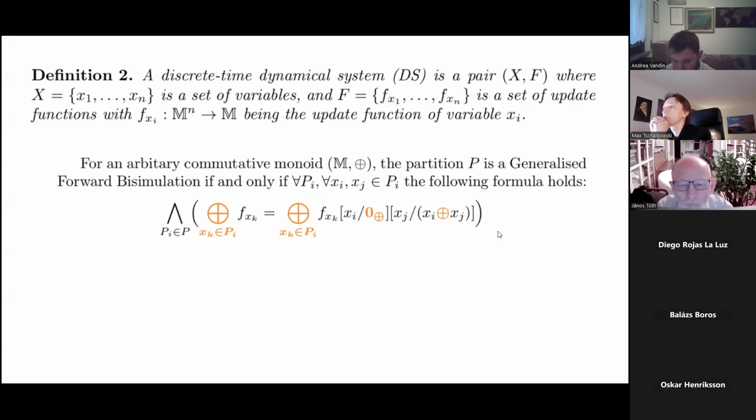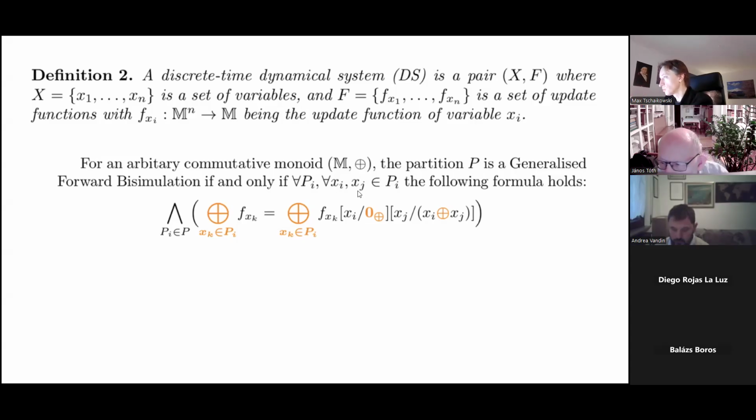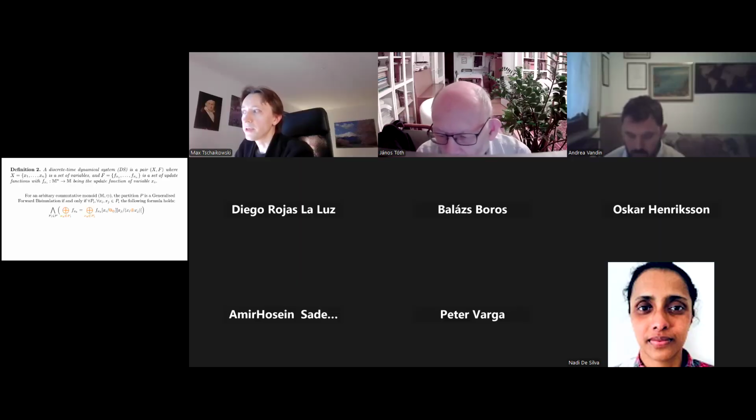So we pick a dynamical system that takes n elements over the monoid M and maps them to a new value in the monoid M. And this is the type set of families of dynamical systems over monoids. And now we call a partition P of the variables forward by simulation if it satisfies this condition here, which is essentially what we have seen before. And that was pretty much it.